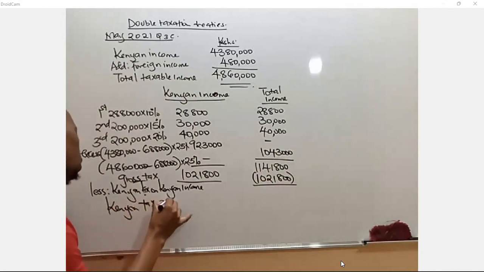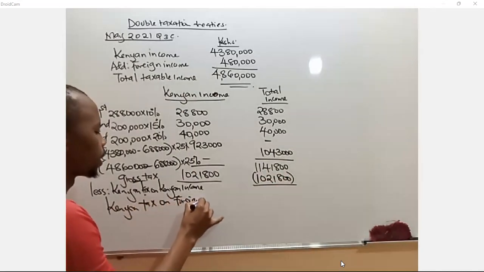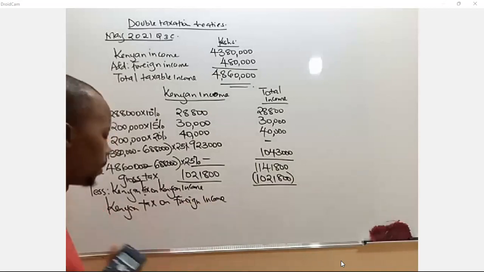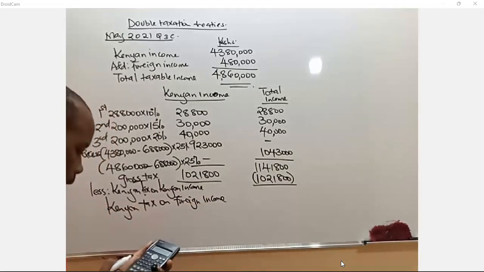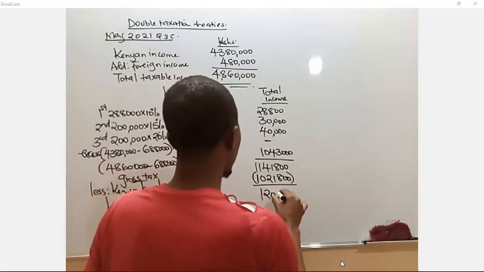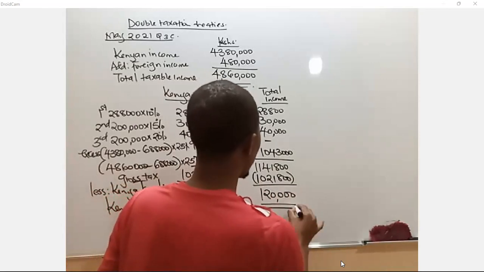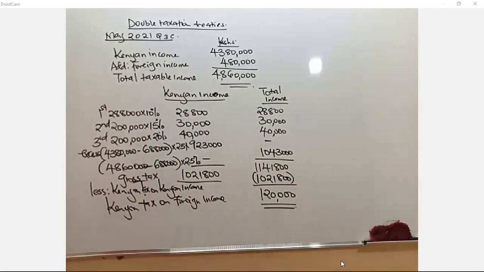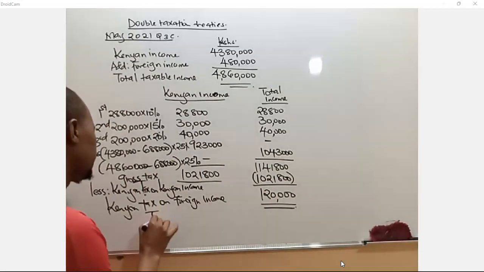Kenyan tax on foreign income. So how much is this? 1141,800 minus 1021,800. We are getting 120,000. And we said, when you do your calculations and you find the Kenyan tax is more than the tax which was paid in the foreign income, there is a tax relief. So there is a double taxation relief. So let us look on the tax paid in UK.